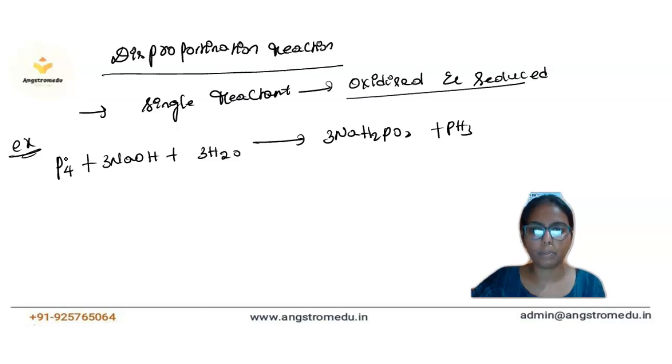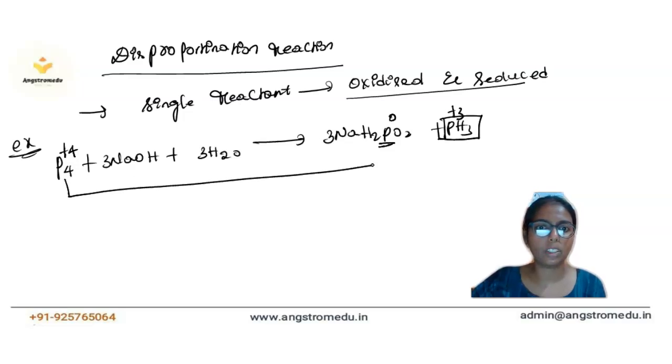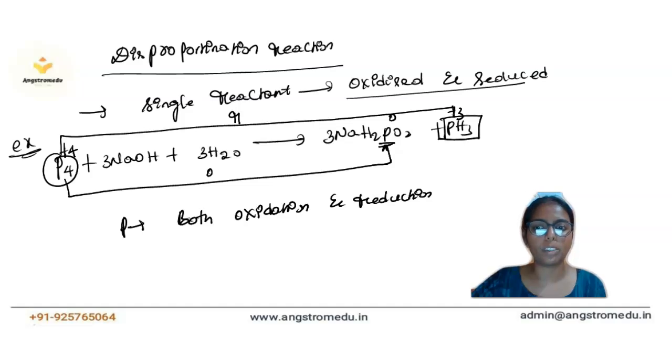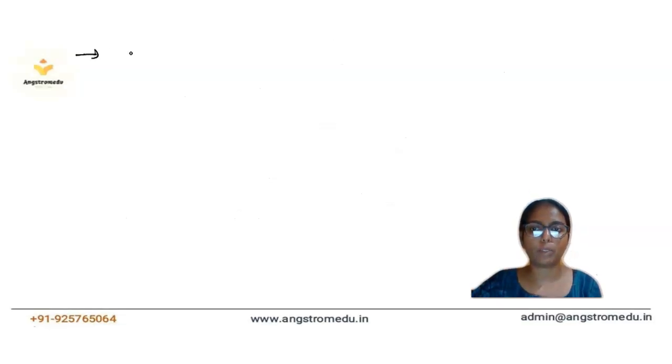Here the oxidation state of phosphorus is 0 in the reactant, plus 1 in the hypophosphite, and minus 3 in the phosphine. So one phosphorus undergoes oxidation, and another undergoes reduction. The phosphorus, the single reactant, undergoes both oxidation and reduction. So this particular reaction is termed a disproportionation reaction.